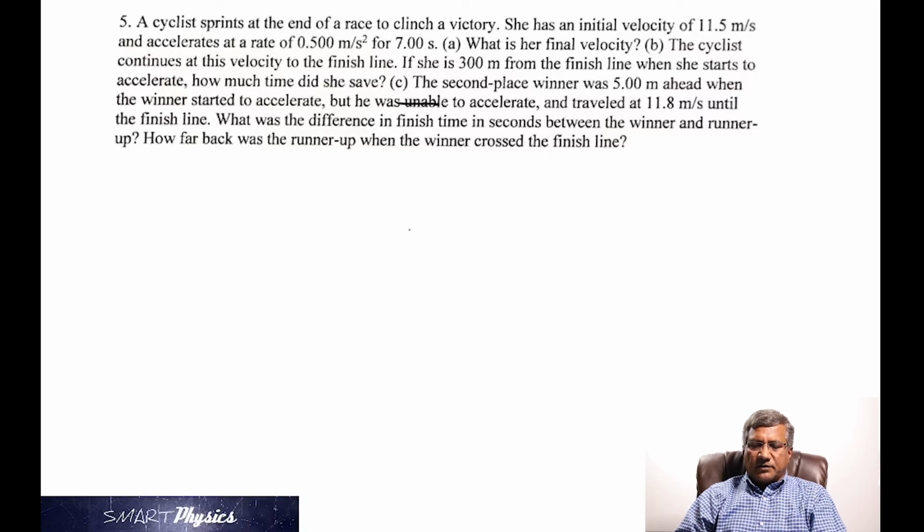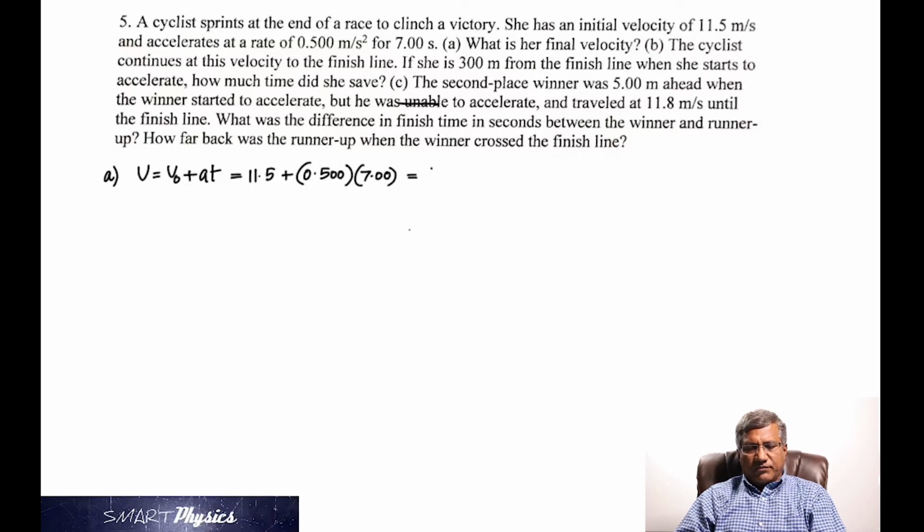In question 5, a cyclist sprints at the end of a race to clinch a victory. She has an initial velocity of 11.5 meter per second and accelerates at a rate of 0.5 meter per second squared for 7 seconds. What is her final velocity? Okay, the initial velocity is given. That's 11.5 meter per second. Acceleration and time, so v is equal to v naught plus at, and then just plug those numbers, 11.5 plus 0.5 times 7, you get the final velocity. Okay, so that we get as 15 meter per second.